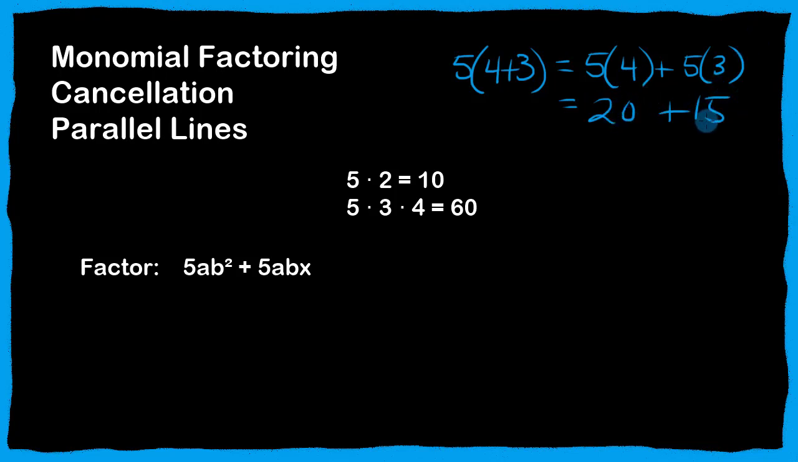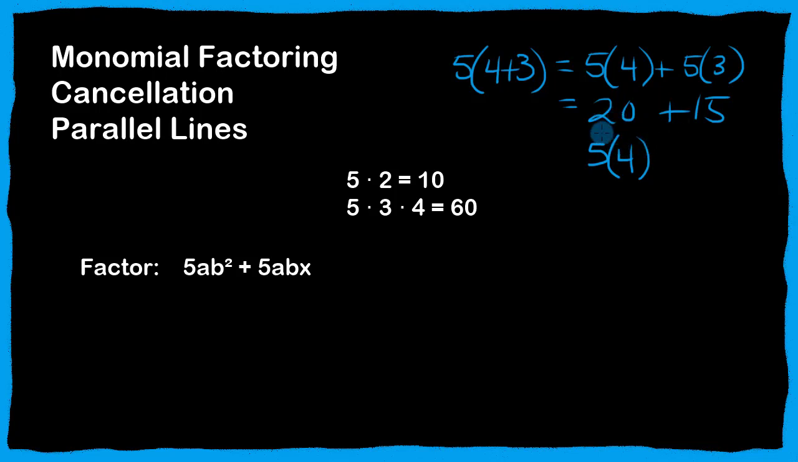But if I had 20 plus 15, I could actually go backwards by saying, what is the greatest common factor of 20 and 15? Which is 5. Okay, you've learned about the greatest common factor before. The greatest common factor of these two numbers is 5. So I could actually factor out that 5 and go backwards to this original equation that I have up here.